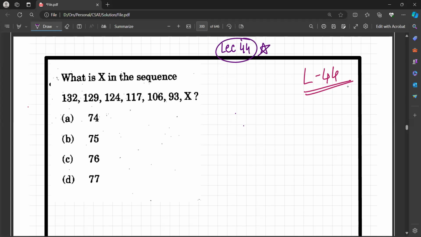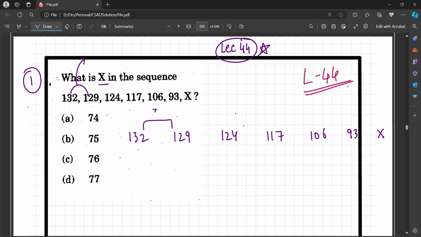Let us begin with question number 1. What is x in this sequence? 132, 129, 124. Don't write this in the exam like this. आपको कैलकुलेशन करना है, मुझे एक्सप्लेनेशन देना है आपको, ठीक है? You can write it here also. 132, 129. The difference is 3. 129, 124 difference is 5. This is the first check, obvious check.